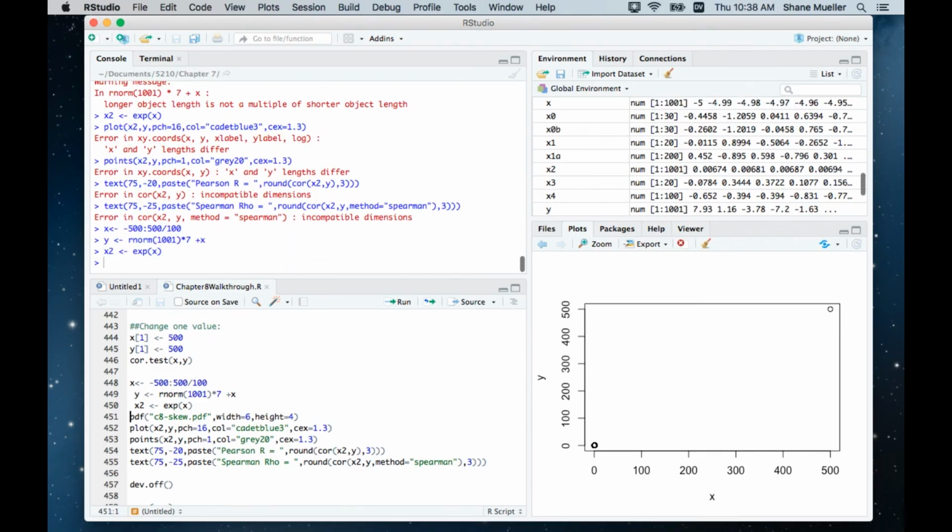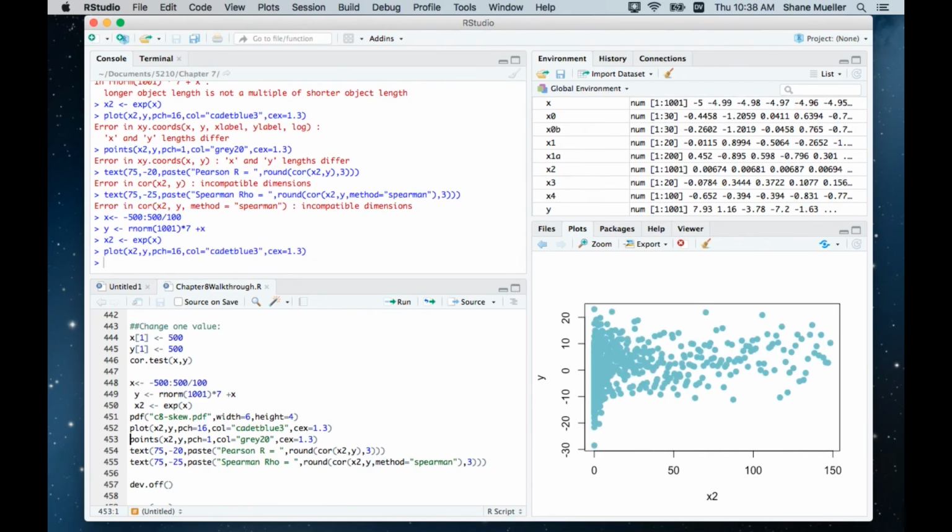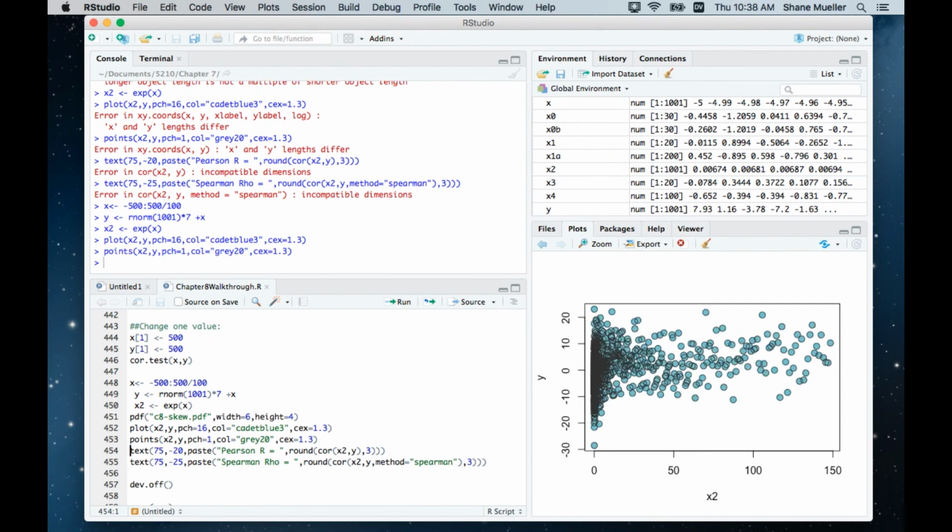Okay, let me recalculate some x and y values. It can also be sensitive to skewness. So here's an x value and y value where I have made x kind of skewed. Most of the density is way down here, but it has a long tail.